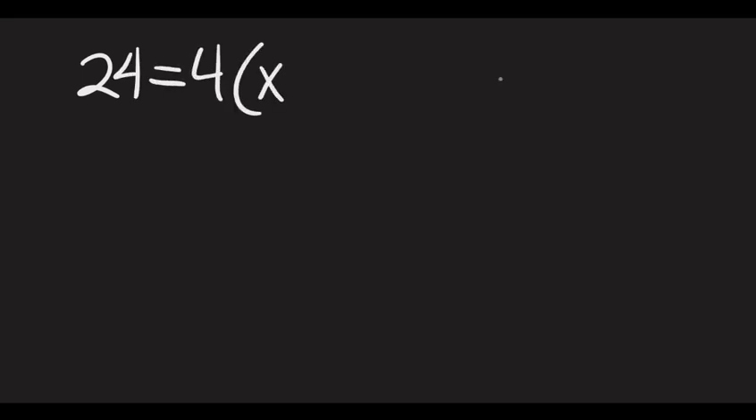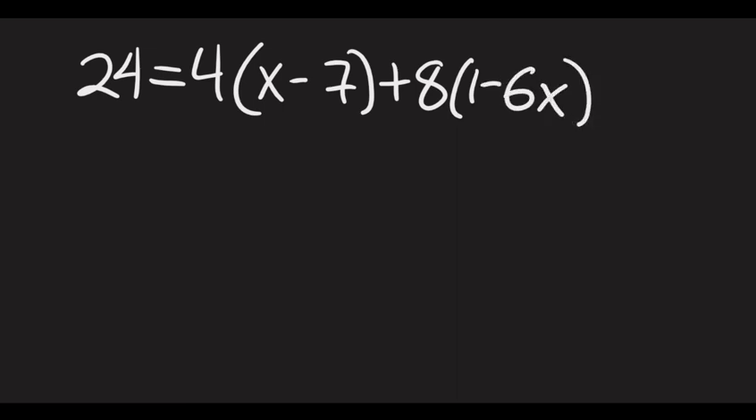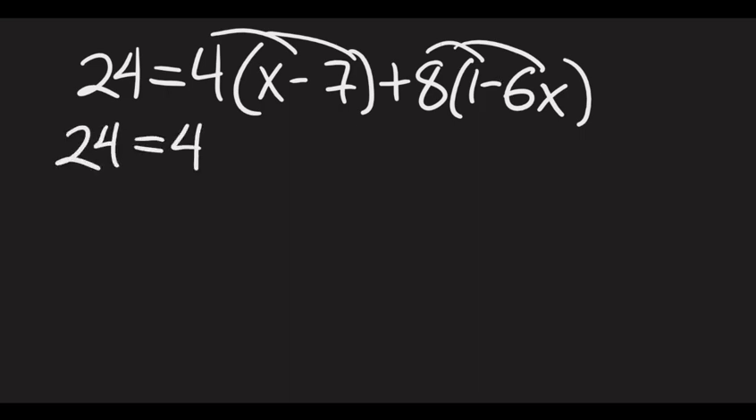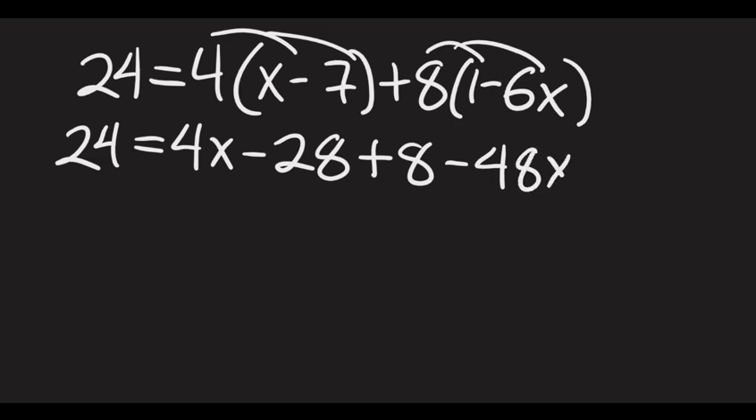The last question that we have for today is 24 equals 4 times (x minus 7) plus 8 times (1 minus 6x). The first step is to distribute the numbers on the outside of the parentheses. Next, we'll have 24 equals 4x minus 28 plus 8 minus 48x.